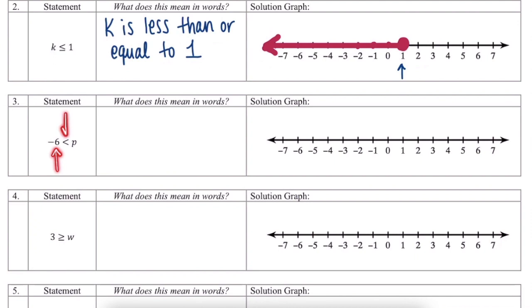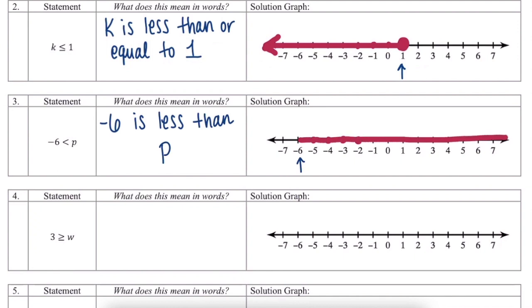Statement 3: -6 is less than our number p. So I'm going to start off again by identifying -6 on the number line and filling in some possible solutions. -6 is less than what number? -6 is less than -5. It's also less than -4 and -3 and -2. So all of the numbers that -6 is less than happen to be to the right of -6.